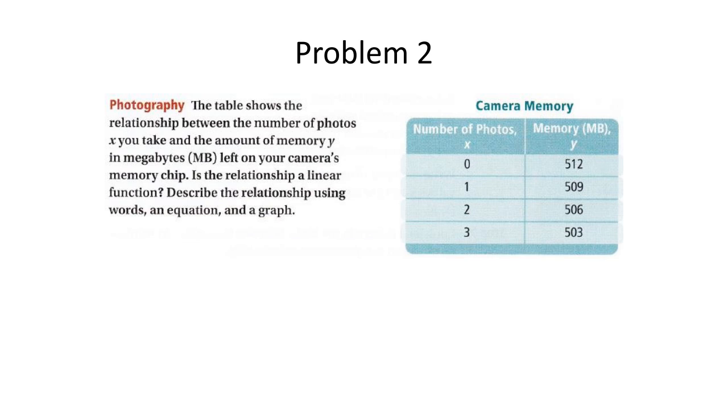In problem number 2, it says the table shows the relationship between the number of photos X you take and the amount of memory Y in megabytes left on your camera's memory chip. Is the relationship a linear function? Describe the relationship using words, an equation, and a graph. So the amount Y of memory left is uniquely determined by the number X of pictures you take. You can see that in the table above, where each input value of X corresponds to exactly one output value of Y. So Y is a function of X.